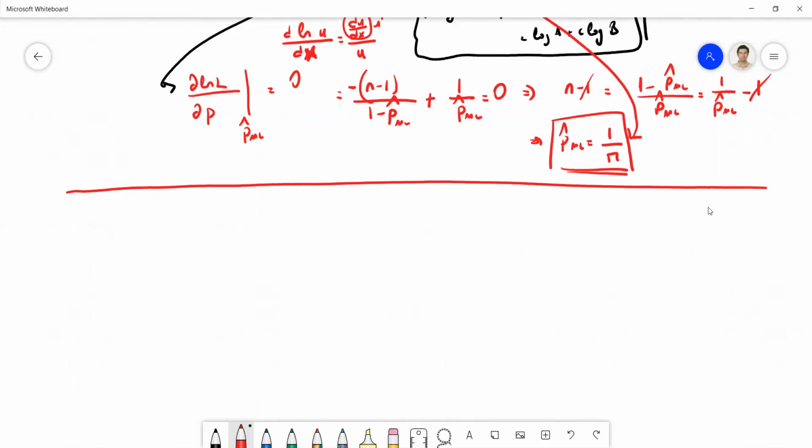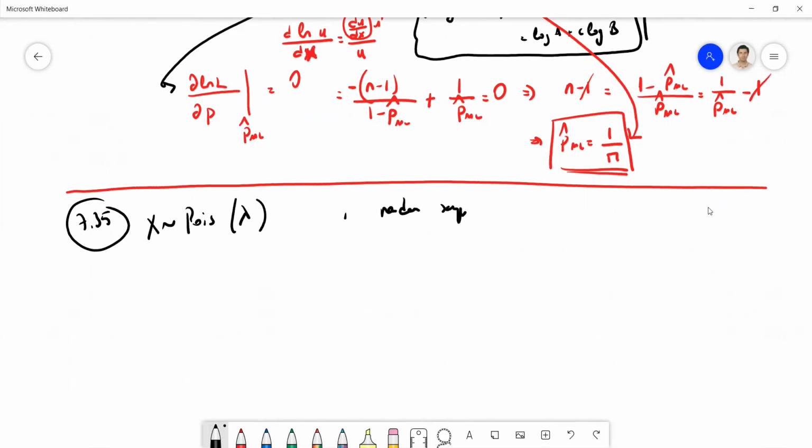Now the second question, which is 7.35, a Poisson process with parameter lambda, and we have a random sample of size n.